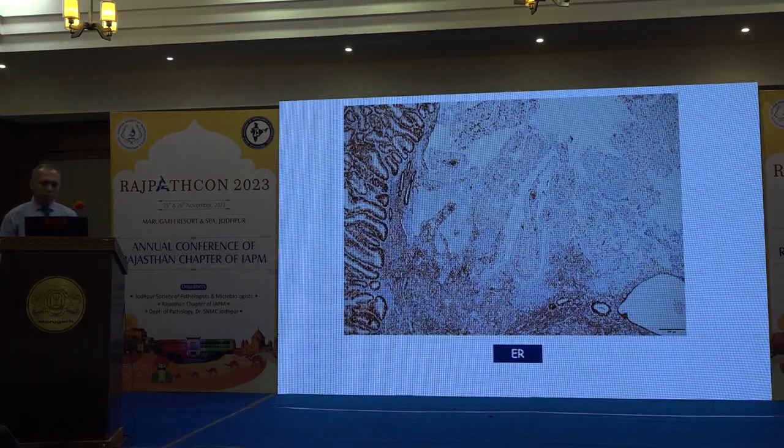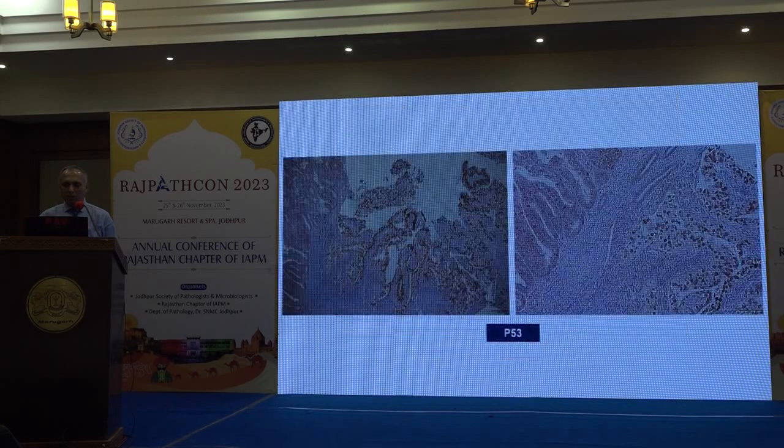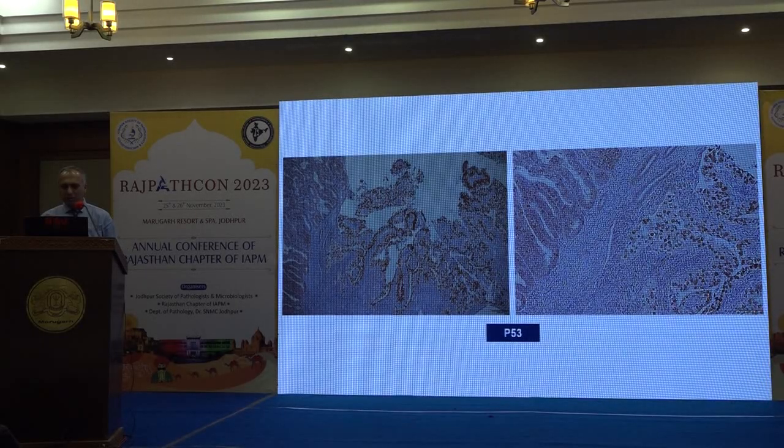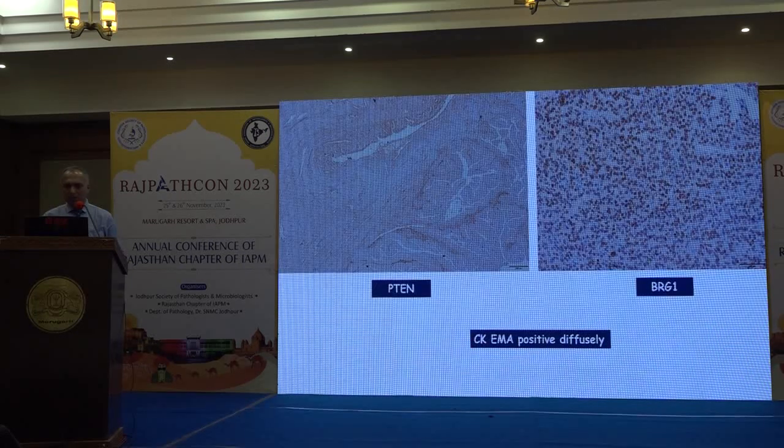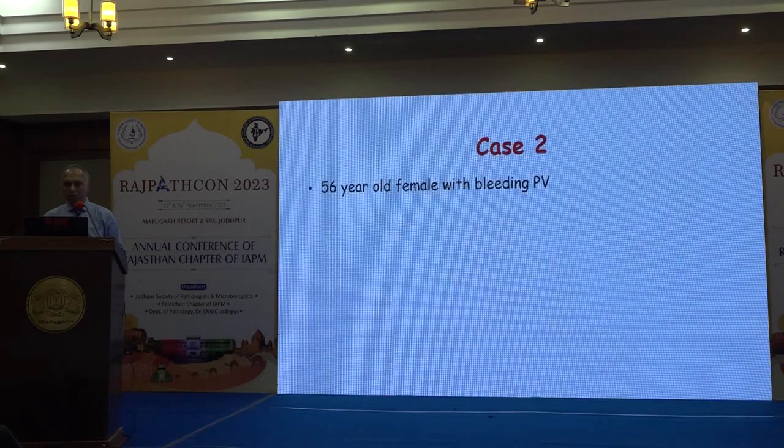You can see they have more abundant eosinophilic cytoplasm, prominent nucleoli. And look at the marker profile there. ER is variable, showing positivity in the better differentiated areas. P53 appears mutated in the high grade looking solid areas, whereas it may look a little wild-type in the other areas, but it was definitely more than 80% in this case. Then PTEN is lost, BRG1 is retained, CK and EMA were diffusely positive. Although I have not shown a picture, this is very important because it helps us make a diagnosis of a high grade endometrioid carcinoma and not something else.